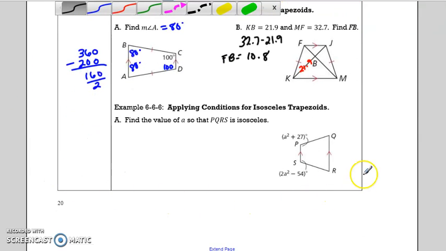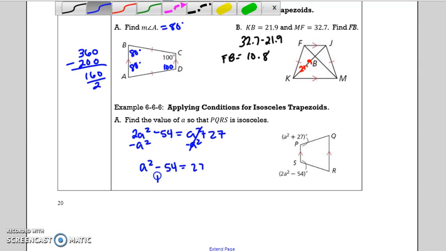On this last example here on page 20, we have these two angles, which we know are going to be equal to each other because they are both up here. And so they are considered base angles together, and we know those are congruent. So 2a squared minus 54 is equal to a squared plus 27. So we're subtracting a squared, and that gives us a squared minus 54 equals 27. We're going to add 54.